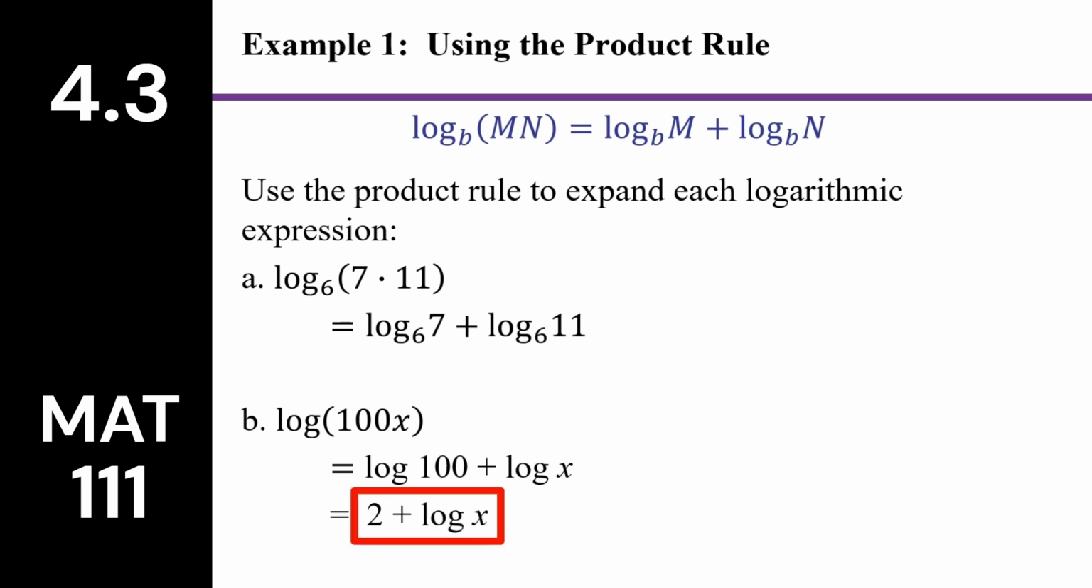Now that one's simplified. You might wonder why part A can't be simplified because it just has constants. The reason is that 6 cannot be raised to a rational power to get 7, nor can 6 be raised to a nice power to get 11. So that one is as simplified as it can get.